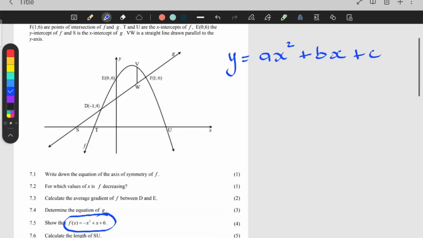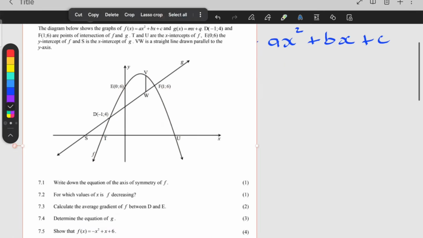Now when you look at this parabola, we don't have the x-intercepts. We can't use that formula because we don't have the x-intercepts. We also don't know what the turning point is. Normally, we need to know the turning point or the x-intercepts. But what I do see, I see the y-intercept.